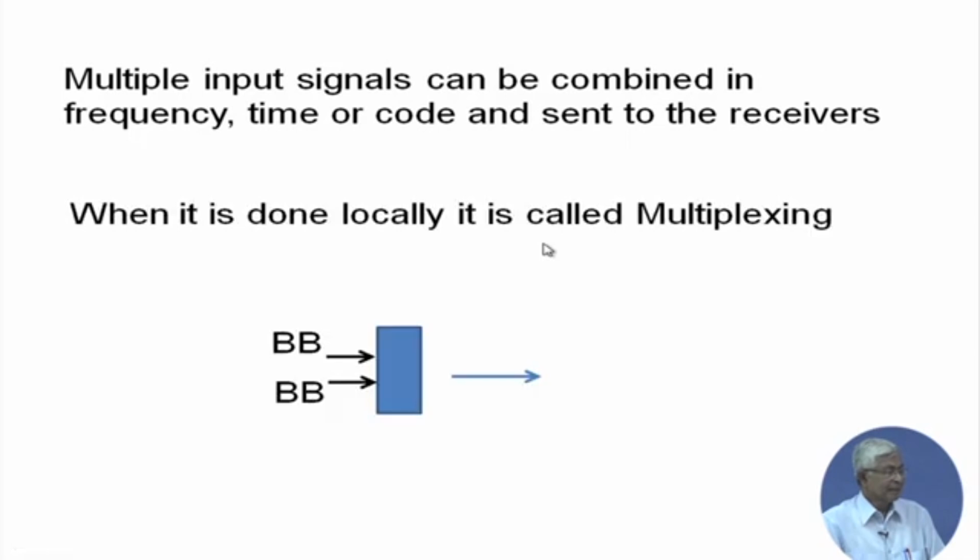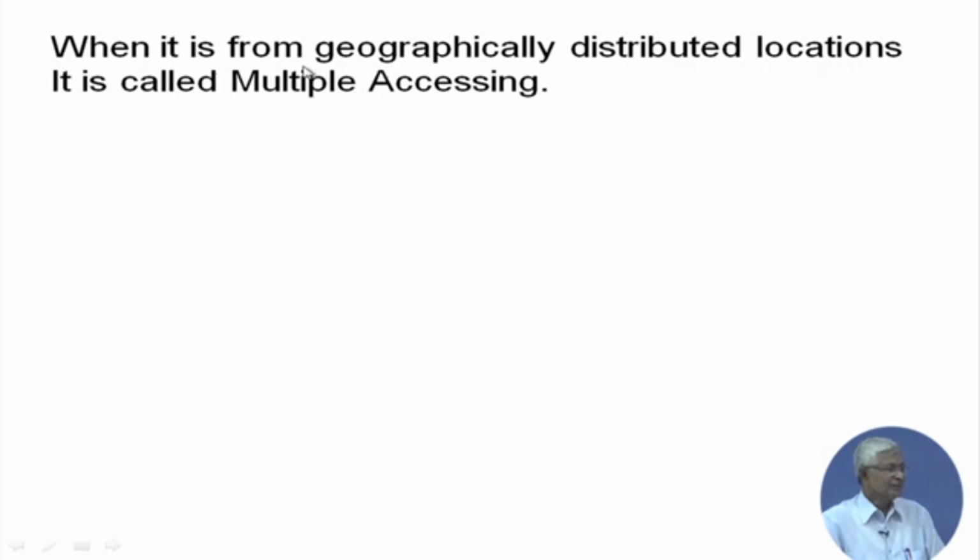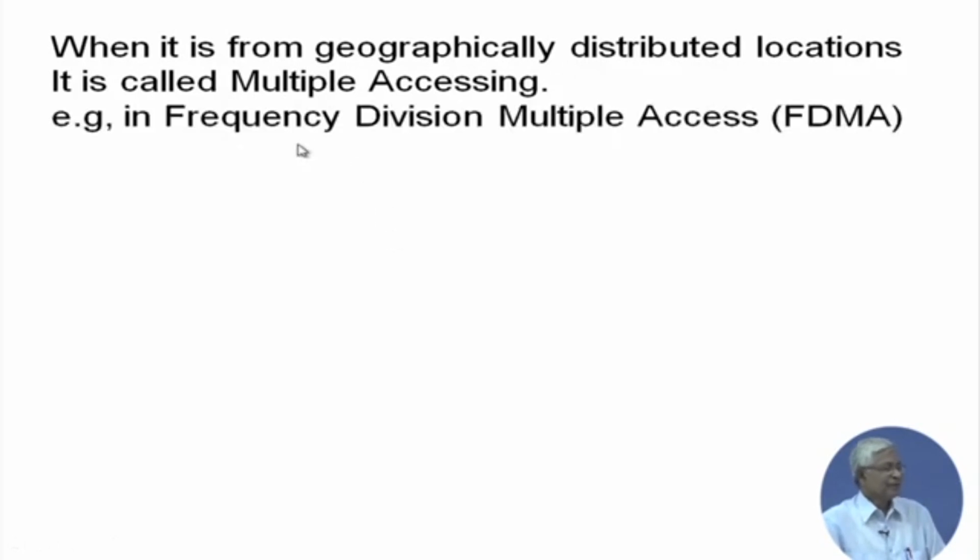for them. Now, if this type of resource sharing is done locally, I just try to give a definition, when it is done locally, it is called multiplexing. Two baseband signals are combined at one place and sent to the receiver. So, we can call it multiplexing, and when it is from geographically distributed locations, it is called multiple access. One way of defining it, like frequency division multiple access. In short, we call it FDMA.